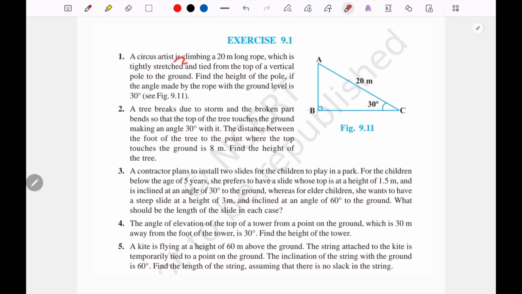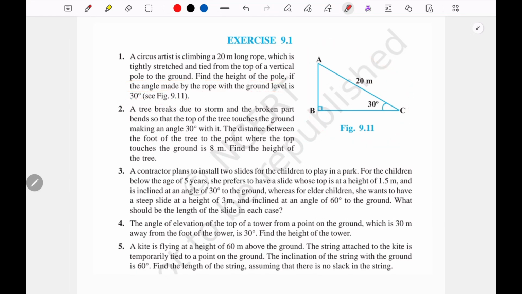It says that a circus artist is climbing a 20-meter long rope which is tightly stretched and tied from the top of a vertical pole to the ground. Find the height of the pole if the angle made by the rope with the ground level is 30 degrees. See figure 9.1. So here a figure is given.